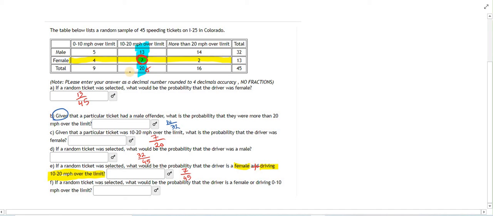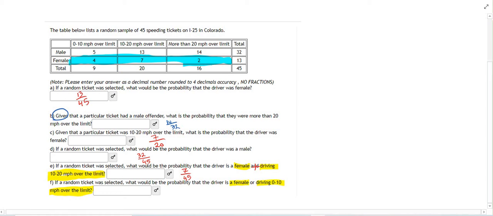If a random ticket was selected, what would be the probability that the driver is a female or driving 0 to 10 miles over the limit? That means everybody in that group has to satisfy either one of these categories. Either it's going to be female or driving 0 to 10 miles per hour over the limit. So how do we do that in a contingency table? So females are all of these numbers. I will avoid the total because it's just going to confuse me.